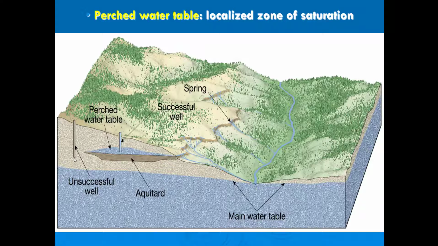So this is an unsuccessful well, while his neighbor was fortunate enough to live over an aquitard, so that well did intersect with the perched water table. And because it's within the localized zone of saturation, it is a successful well. One other thing that's useful here is, do you see how the water table drops just a touch around the well? That's actually called the cone of depression.